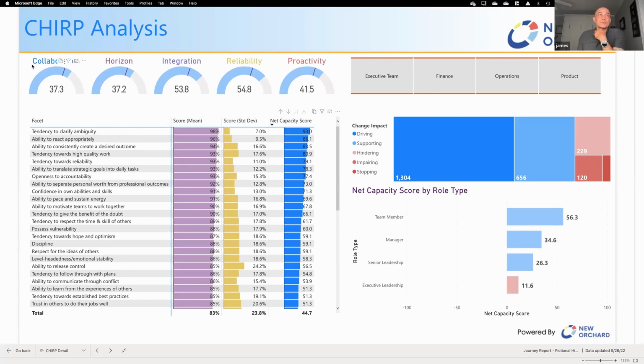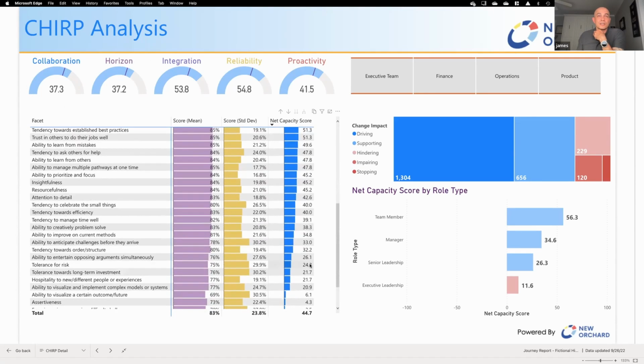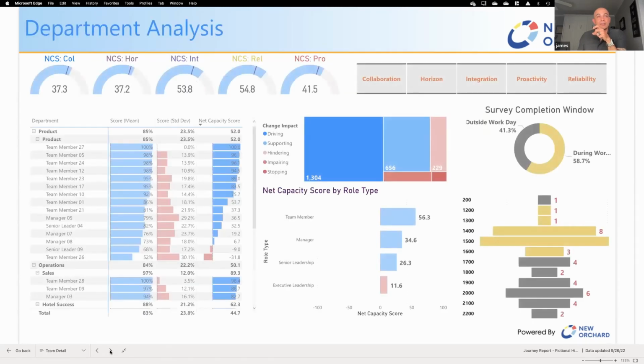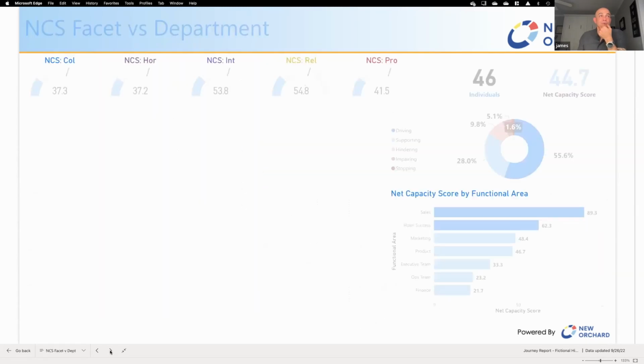This happens somewhat at the cost of collaboration horizon. These are more strategic perspectives. And if you look below, there are some areas: daringness and boldness, hospitality to diverse perspectives, tendency towards predictability. So this gives the company an area or areas to actually focus on and work on.